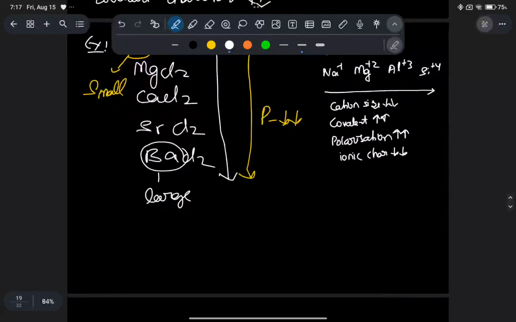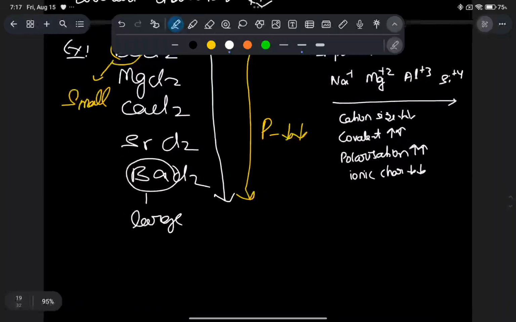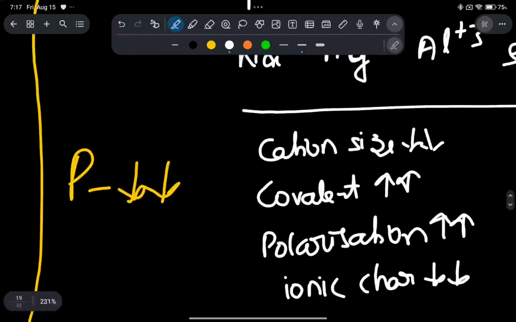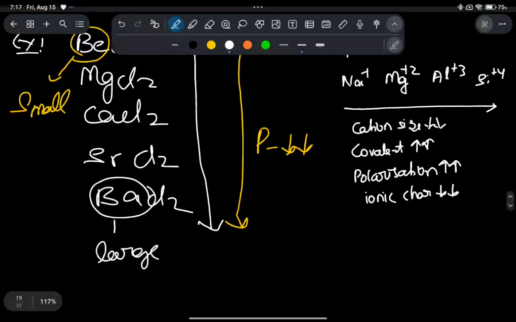So very commonly, in groups, from top to bottom size increases, so polarization decreases. In periods, going from left to right, the size decreases. Cation size decreasing means covalent character increases, polarization increases, ionic character decreases. You should know that.